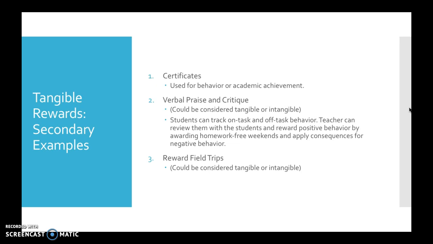Another one that could be tangible or intangible, depending on how you choose to implement it, would be verbal praise and critique. I do a lot of this with my students in my classroom, just verbal praise and critique on how they're behaving in my classroom, correcting them on the classroom rules if they're not following them, things like that. But one way that it might be tangible in the secondary classroom is if students can track on-task or off-task behavior, and then the student or the teacher reviews those points that the student made throughout the week, and then the teacher can reward the positive behavior by awarding them homework-free weekends or applying consequences if the student recorded that they were behaving negatively throughout the week.